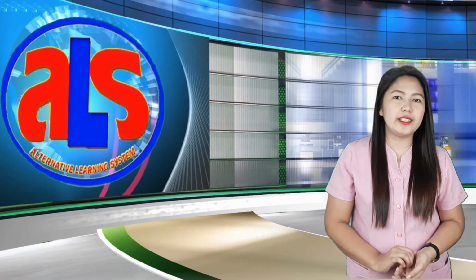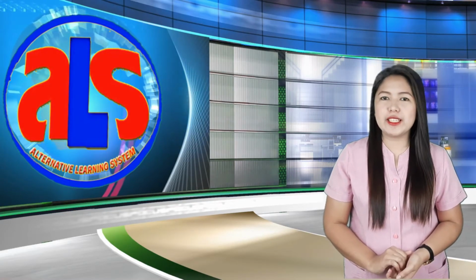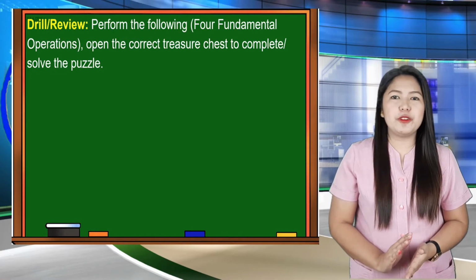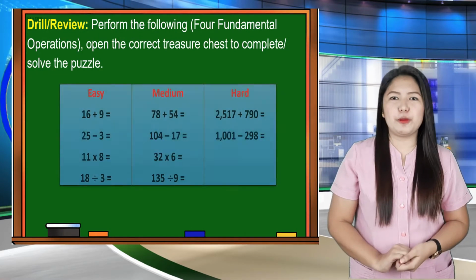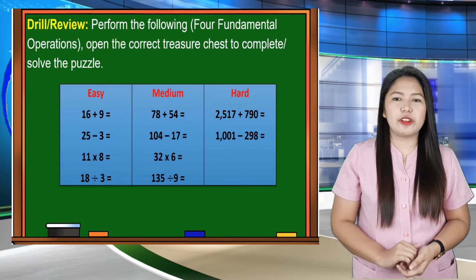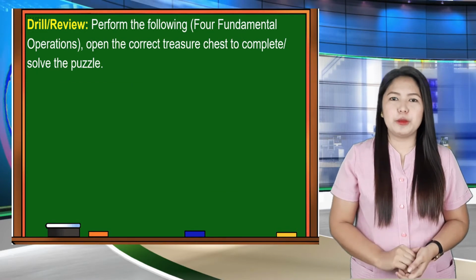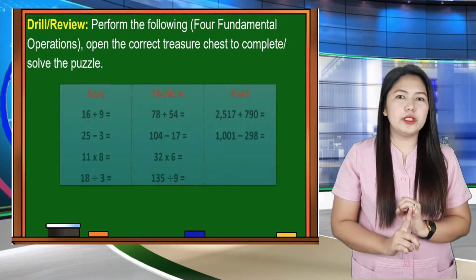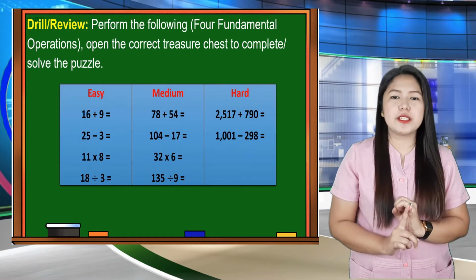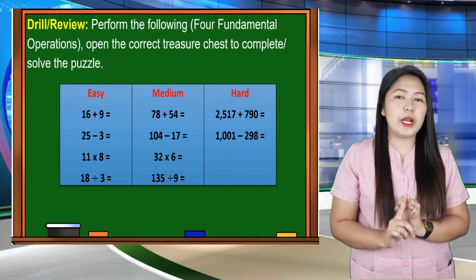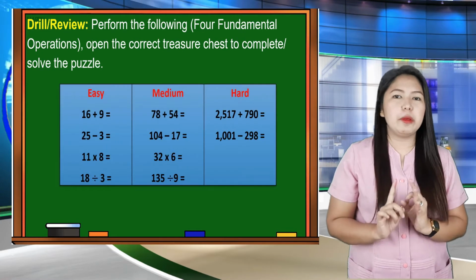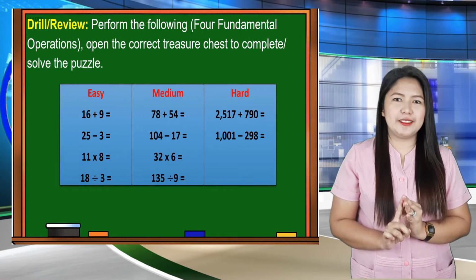Bago natin simulan ang ating aralin, magkakaroon muna tayo ng isang drill or review. So what you need to do is to perform the following using the 4 fundamental operations. Open the correct treasure chest to complete or solve the puzzle. So I have 3 categories. So sa easy round, bibigyan ko kayo ng 10 seconds. And sa medium, meron kayong 20 seconds para isolve. And para sa hard, ay bibigyan ko kayo ng 30 seconds.